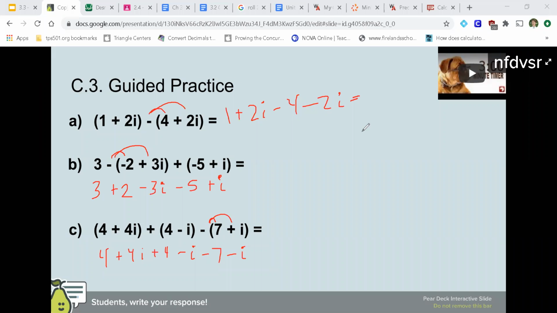Who's got the first one? Oh, yeah, you got it? Negative 3. Because 1 minus 4 is negative 3, and then the 2i minus 2i just cancels out.